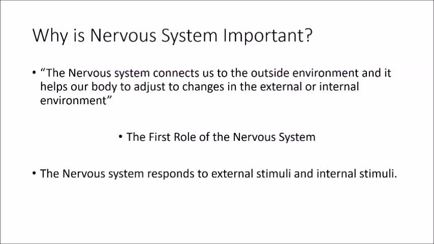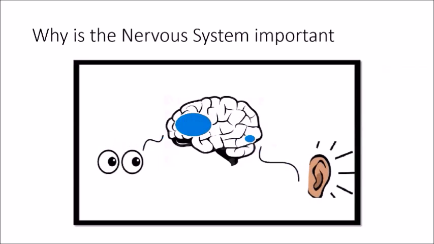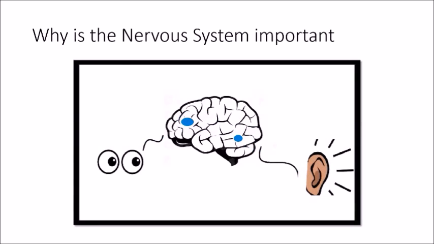And remember, the nervous system is going to have three roles. Firstly, the nervous system responds to external and internal stimuli. This animation is basically showing our nervous system responding to external stimuli. For example, the eyes, remember, see things, and our ears hear things. Once these sense organs detect external stimuli, they're going to create a nerve impulse that's going to travel along these nerves, and they're going to go to the brain.